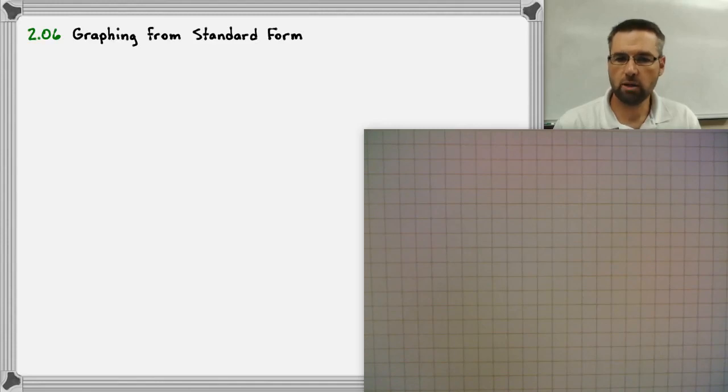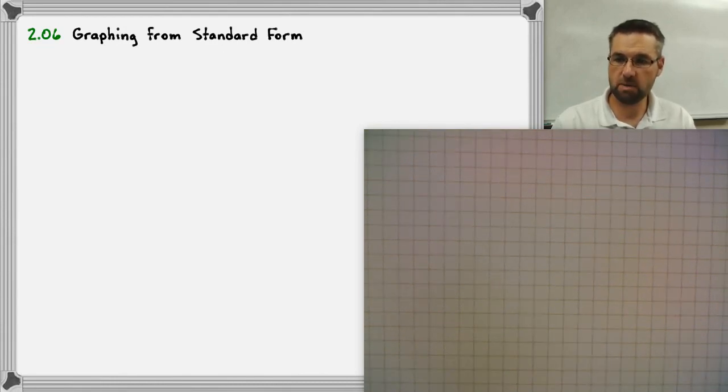Hey everyone, welcome to the 6th lesson of Unit 2 of Math 2. Last time we talked about the different forms of a quadratic function. One of those was the vertex form. Now you should already be pretty comfortable with the vertex form and how to graph a parabola from that vertex form.